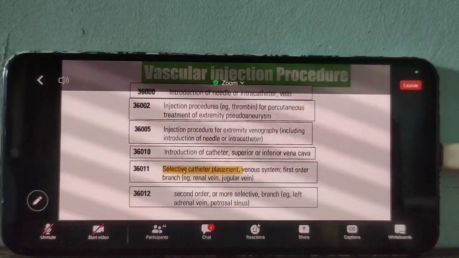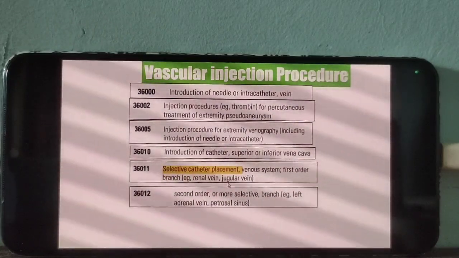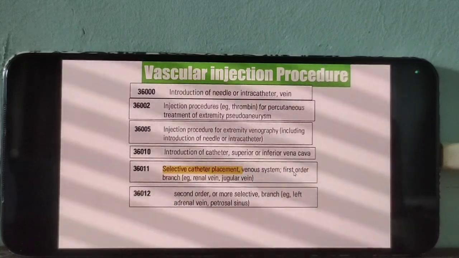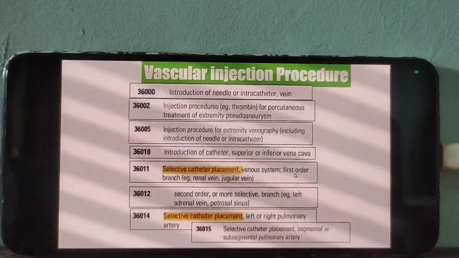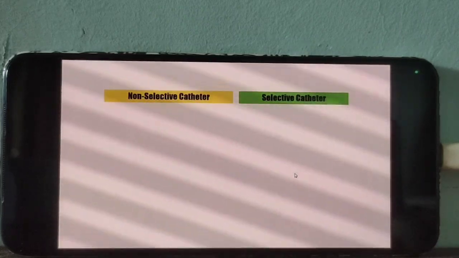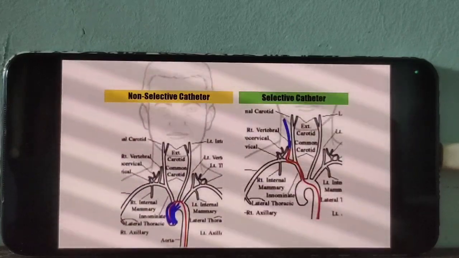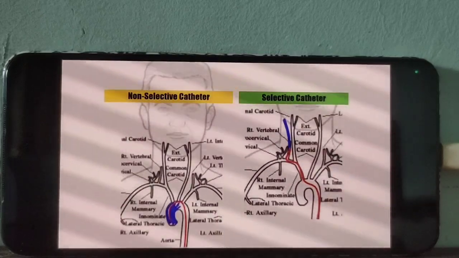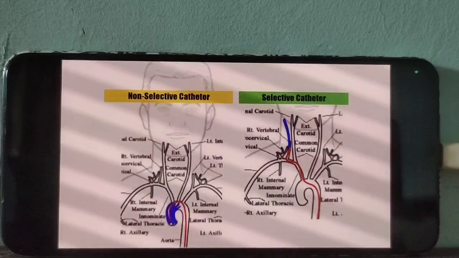Now we are going to discuss selective catheterization and non-selective catheterization. In selective, we have code sections for first order, second order, and beyond the third order. Before that, what is the difference between selective and non-selective? Catheterization means inserting a catheter into the aorta.